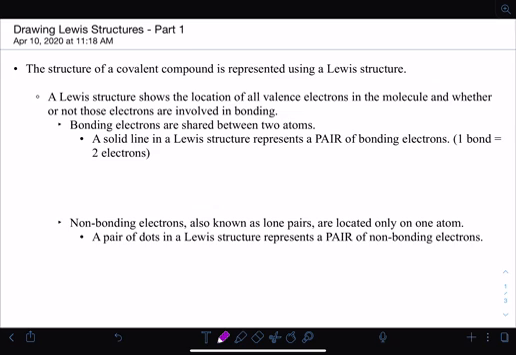One thing that it does not show us is the shape. Lewis structures are not intended to accurately convey the geometry or the shape of a molecule, and we'll get more into how we figure that out next week.